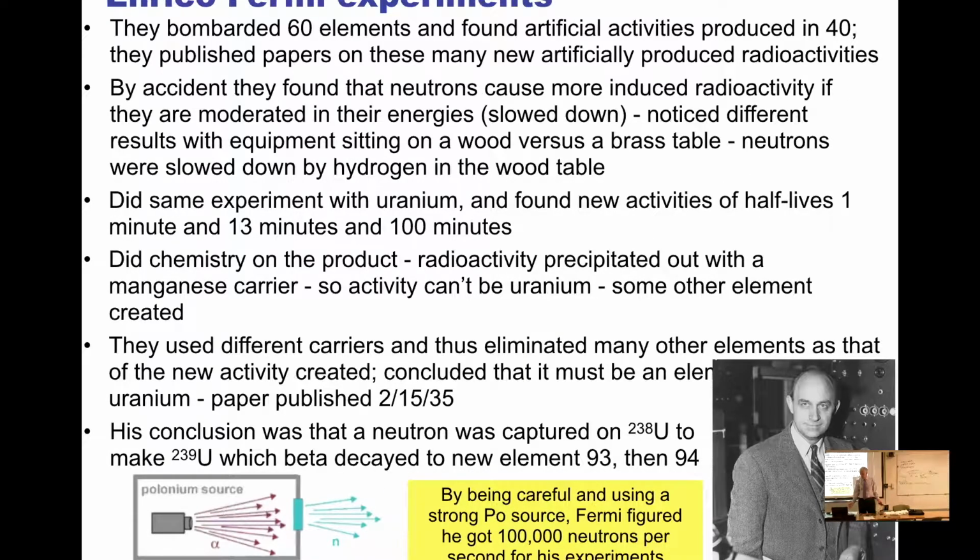And they bombarded 60 different elements in nature that way with neutrons. And they found new activities in 40 of those cases. They published a number of papers on artificially produced radioactivities with different half-lives by neutrons hitting different elements in nature. By accident, they found the important role of moderating neutrons.